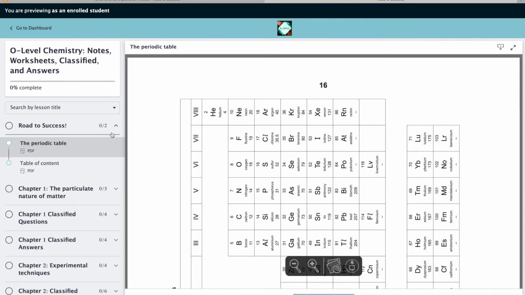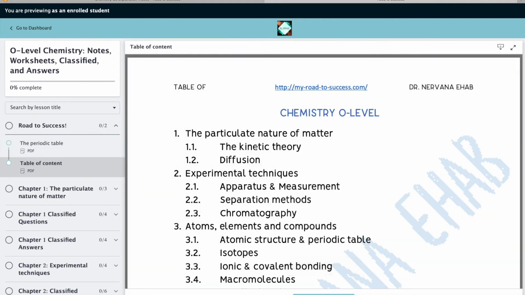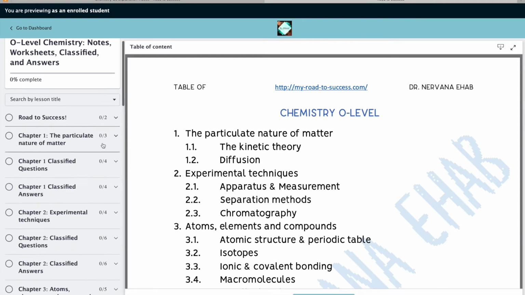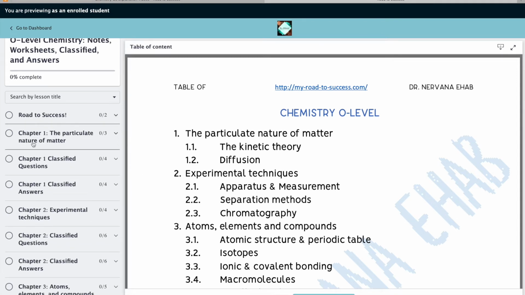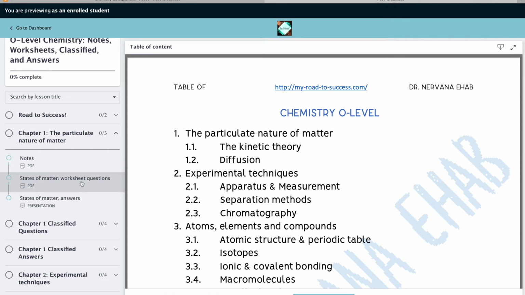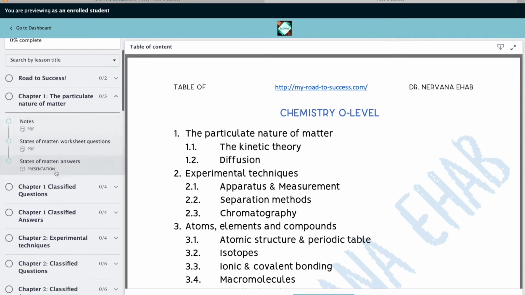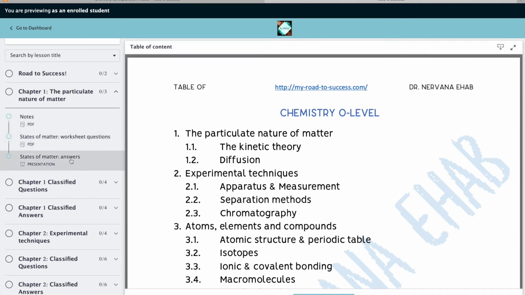And there's also worksheets. Again, this first tab is only the periodic table and a table of contents, which shows you all the chapters and the parts underneath each chapter. All right, I'm going to take you to chapter 1. There are 3 parts to chapter 1. The first one is just the notes, and if there's a worksheet, it's going to be here. So the first one has the notes and the worksheets and, of course, the answers.